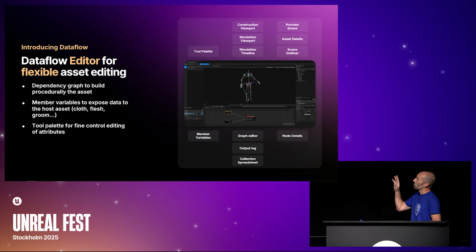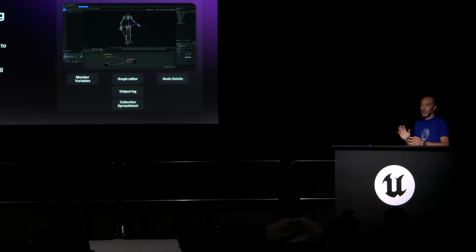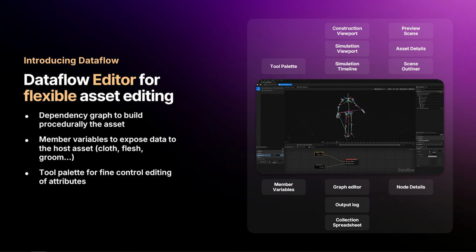On the top, you have the construction viewport, simulation timeline, the tool palette on the left, and you have the preview scene, asset details, and scene outliner on the right. I'm going now to focus maybe on some of them because they are a bit different to what you're used to. But for most of them, it's quite standard for Unreal.